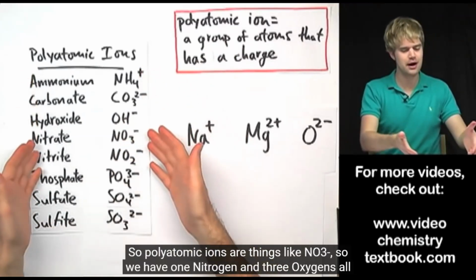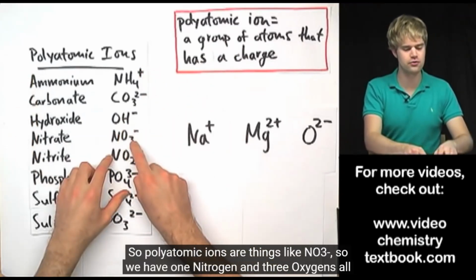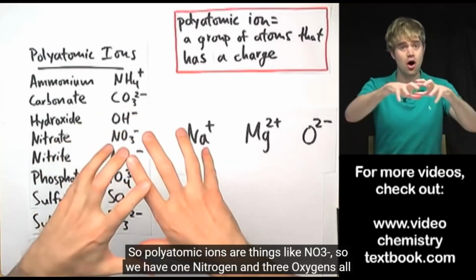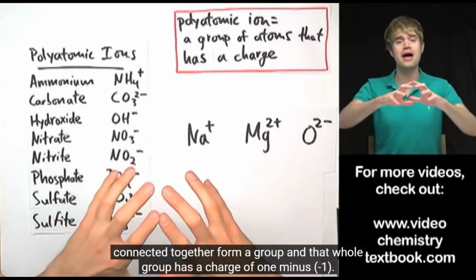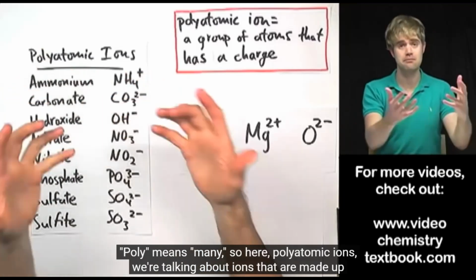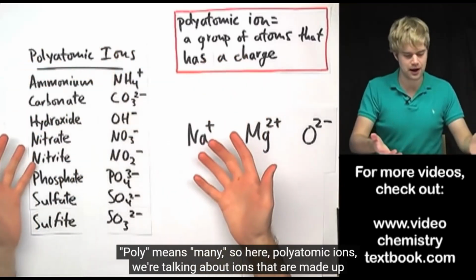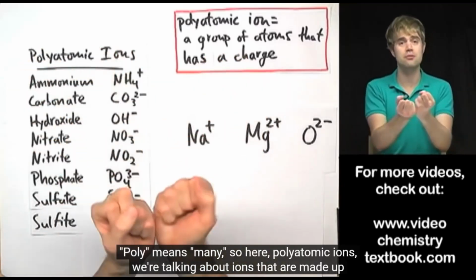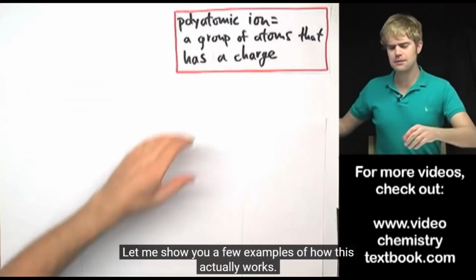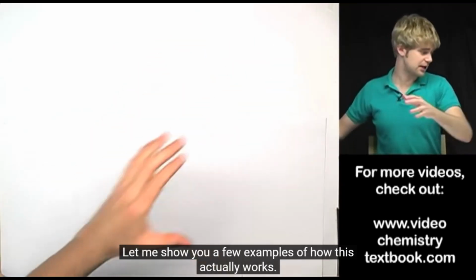So polyatomic ions are things like NO3-, where we have one nitrogen and 3 oxygens all connected together to form a group, and that whole group has a charge of 1-. Poly means many, so with polyatomic ions, we're talking about ions that are made up of many atoms, more than one atom. Let me show you a few examples of how this actually works.